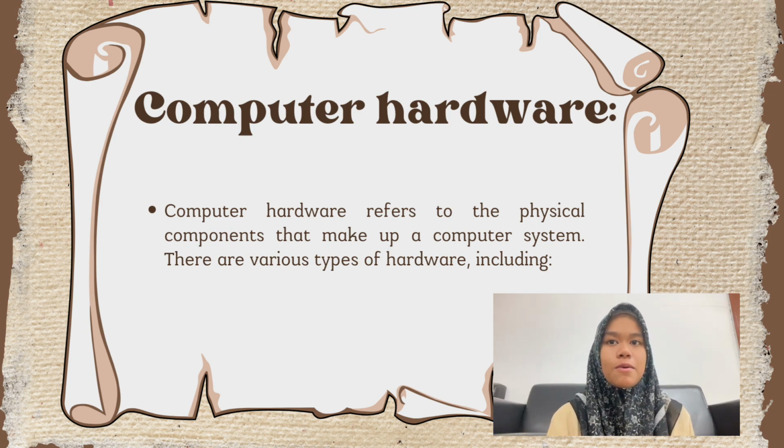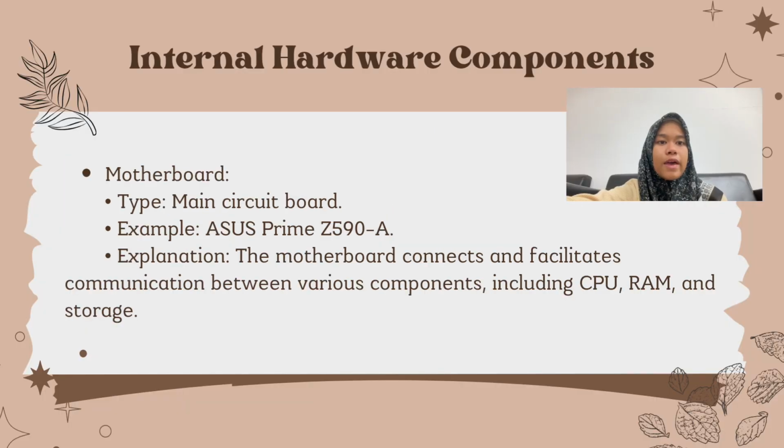I want to explain about computer hardware. Computer hardware refers to the physical components that make up a computer system. There are various types of hardware. Computer hardware has two categories. First is internal hardware components.